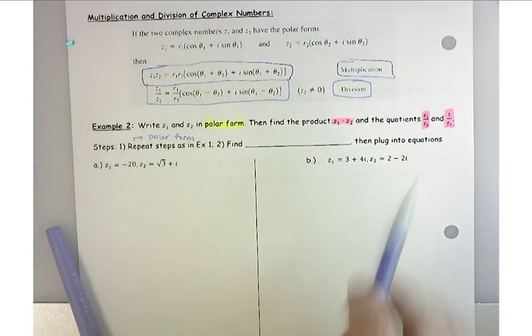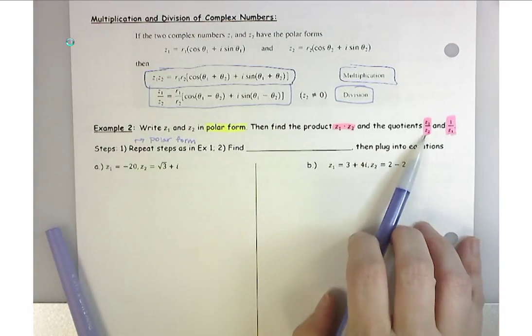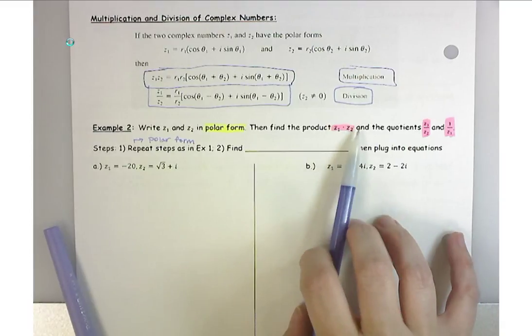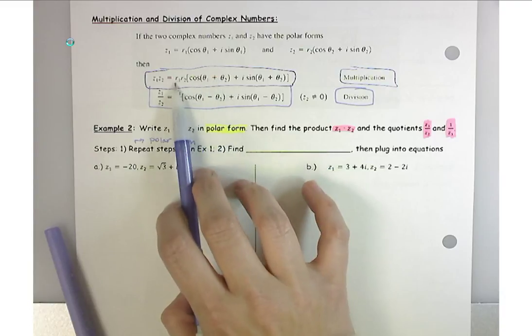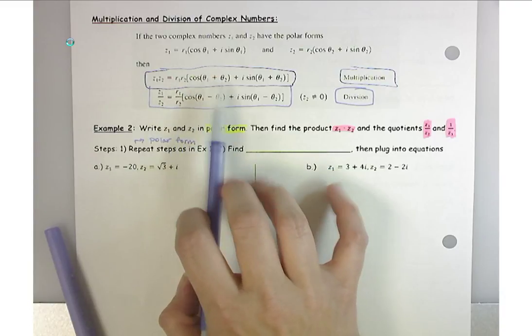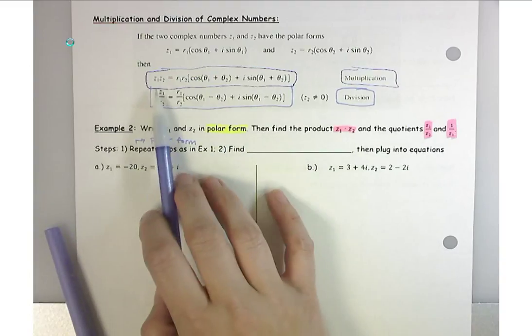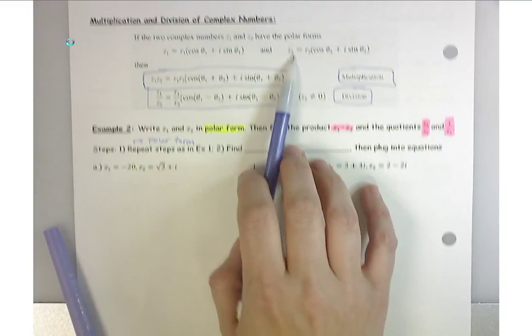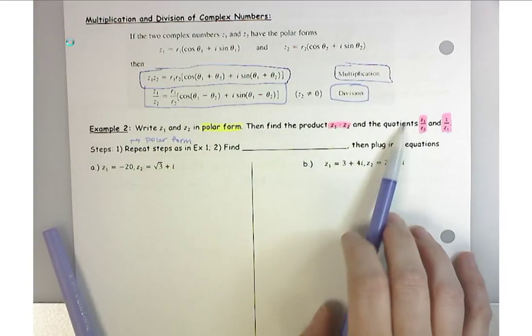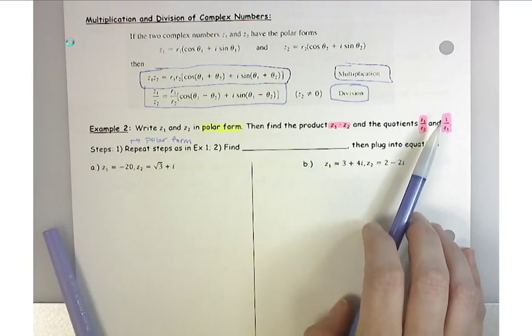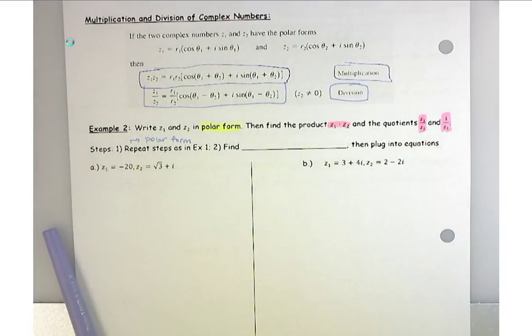Well, if we look back, we have the product formula, the multiplication. Notice that there's r sub 1, r sub 2, and then theta sub 1, theta sub 2 to correlate with the two different complex numbers that we have in polar form. And then we also have the equation for the quotients if it's Z1 over Z2, but then we have 1 over Z1. So I want you to think about if 1 was written in polar form, what would the r and theta be? So think about it.